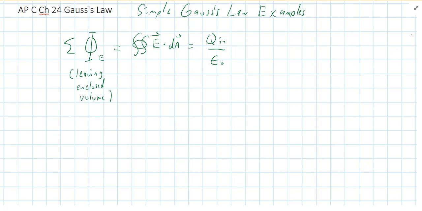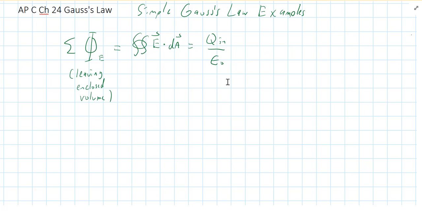Hey folks, I've got a couple of brief, simple examples using electric flux and Gauss's law. My first thing I'll note is from the previous video, so I've written this all down. Net electric flux leaving an enclosed volume, which is a closed surface that would enclose a volume, equals the double integral of E dot dA around the closed surface, which also equals Q in over epsilon naught.